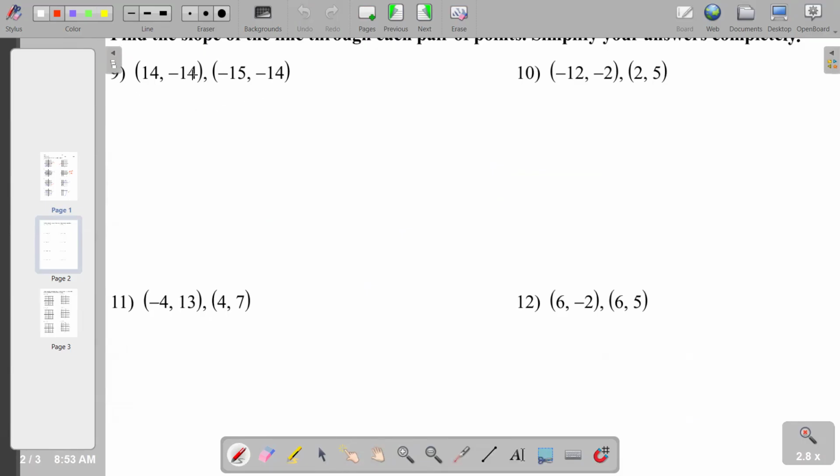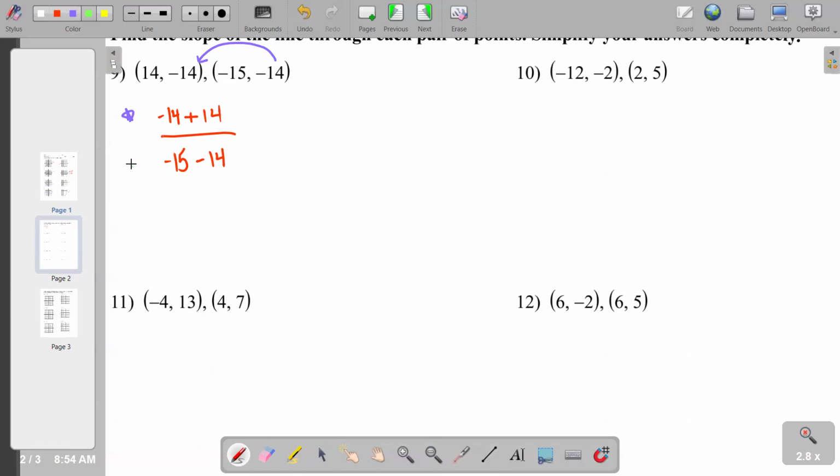And when I do y to y subtraction, it's going to look like this: -14 minus -14 over -15 minus 14. You've done enough of these by now to know what's going on. My first one, the purple, was this -14 minus negative. That's why I wrote plus.